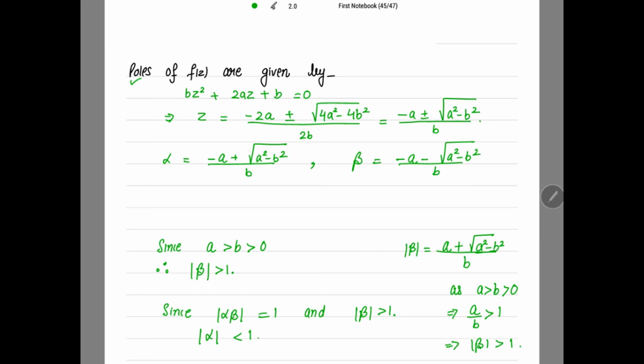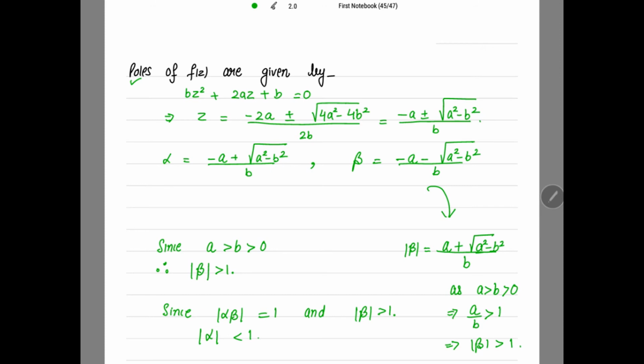Since it is given that a is strictly greater than b and b is strictly greater than 0, if you check mod of beta, it comes out to be strictly greater than 1. What is mod of beta? If you take the mod over here, you get a plus square root of a square minus b square over b. Now because a is greater than b, this a square minus b square is positive. And also if you see this a over b separately, because a is greater than b, a by b is greater than 1, that means the whole mod of beta is greater than 1.